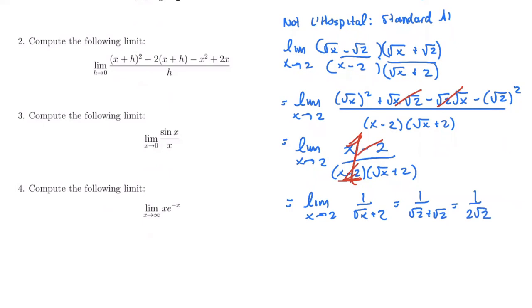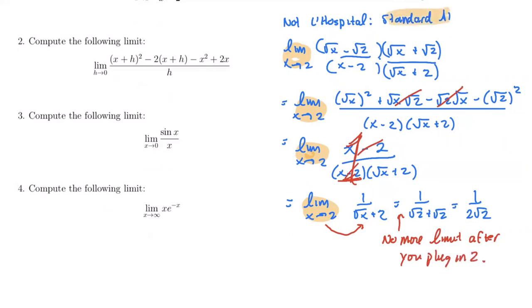Notice some of you keep forgetting to write the limit. The limit needs to be at every step. But I do want you to notice that once I plug in the 2, there's no more limit. No more limit after you plug in. And that's the correct way to write this. If you would have done it this way, you would have satisfied standard A1.